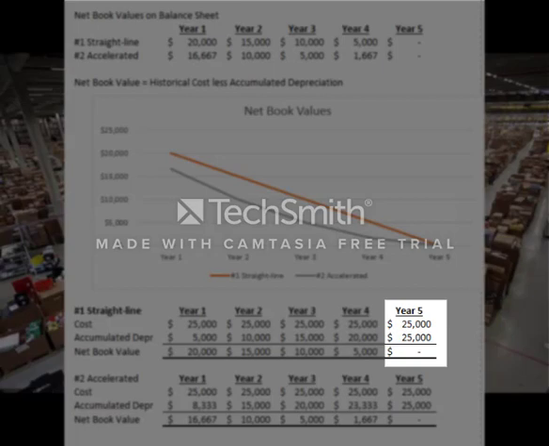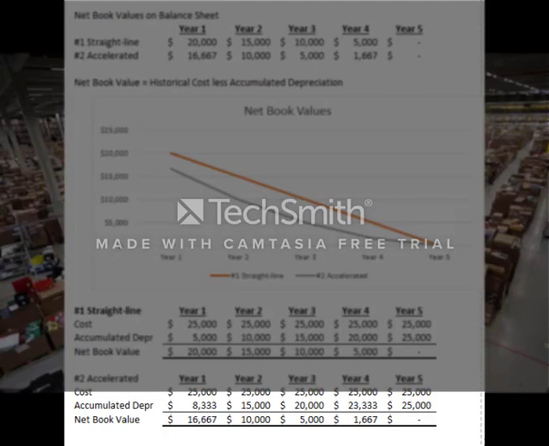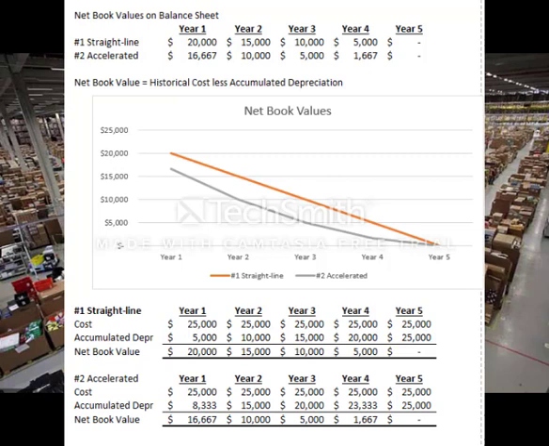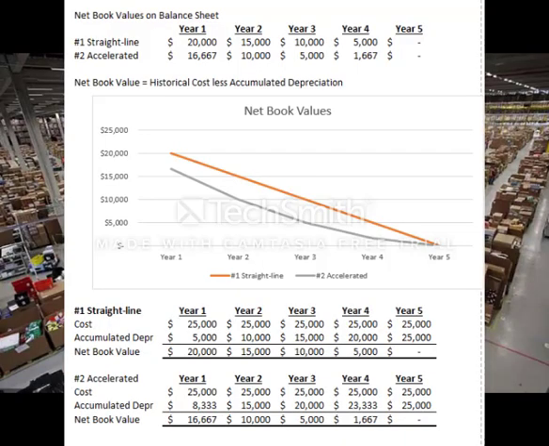The accumulated depreciation, accelerated depreciation, starts at a higher amount, 8,333, and then starts accumulating all the way down in year 5 to 0. And you'll see in the graphic representation of the net book value of these assets, it starts up at 20,000 and it decreases on a straight line basis. The accelerated is more of a curved line showing the acceleration of depreciation in the earlier years, and then it slows down.